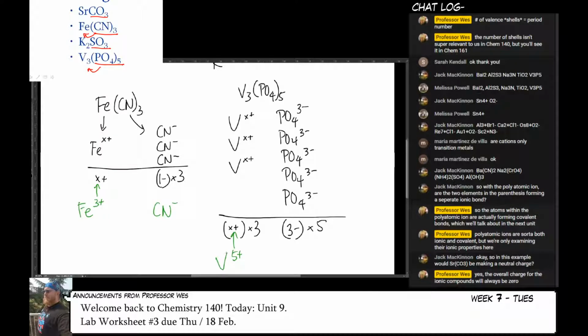You'll notice that I've used vanadium twice, and it often at times ends up being 5+. It's not always 5+. In fact, vanadium can be anywhere between 2 and 5. But 5 is a common one for vanadium. And then, of course, we have phosphate still, like that. So those are the ions that make up vanadium 5-phosphate.